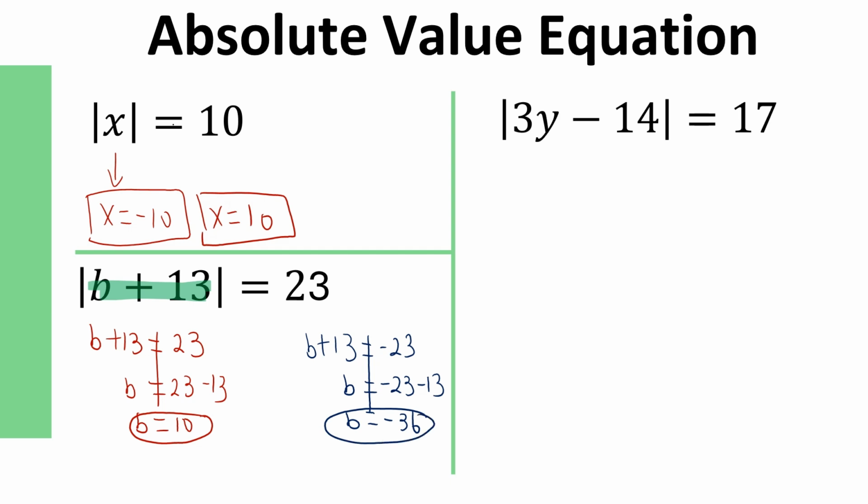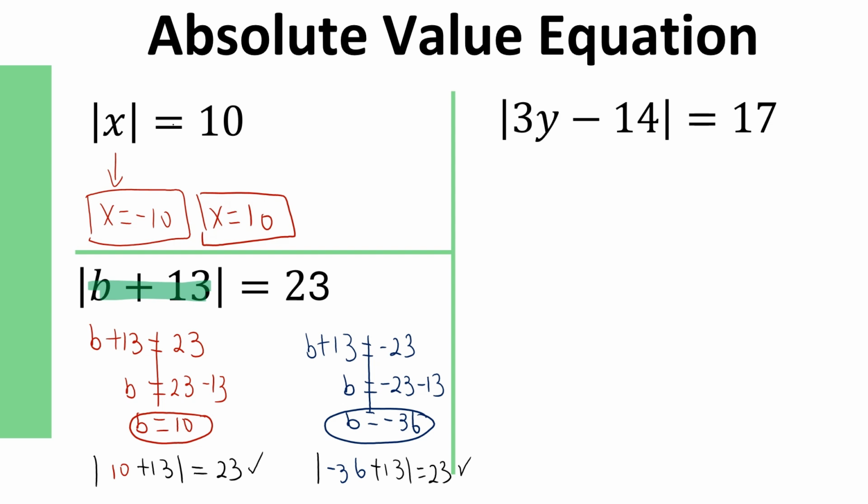So we want to know if the absolute value of b, which is 10, plus 13 gives you 23. Well, 10 plus 13 is 23, and the absolute value of 23 is 23. So this works. And the next one, we check if the absolute value of negative 36 plus 13 gives you 23 as well. Well, negative 36 plus 13 is negative 23, and the absolute value of negative 23 is 23, so that also works. So this equation has two solutions.